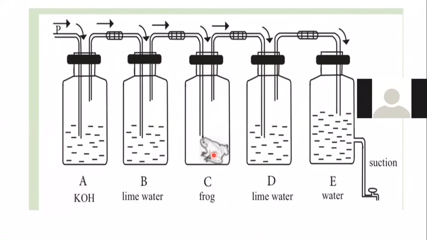During the cellular respiration process, what happens there? Oxygen is absorbed and carbon dioxide is released. From this mixture of gas, oxygen is absorbed and carbon dioxide is released. So cellular respiration takes place in the frog, and now carbon dioxide comes out from here. But how do you identify that carbon dioxide comes out from the frog?